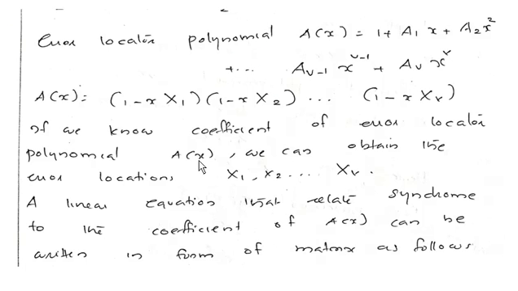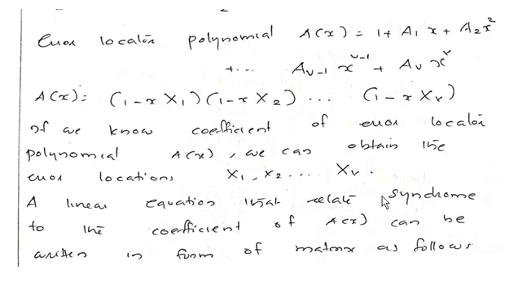So our error locator polynomial we can represent as A of x equal to 1 plus a1 x plus a2 x square up to av x raised to v. Then we can factorize this A of x as 1 minus x into x1, into 1 minus x into x2, up to 1 minus x into xv. If we know the coefficients of the error locator polynomial A of x, we can obtain the error locations x1, x2 up to xv.